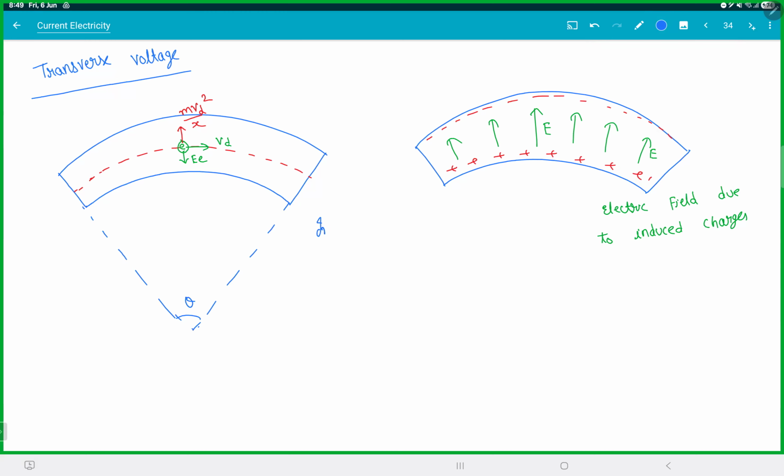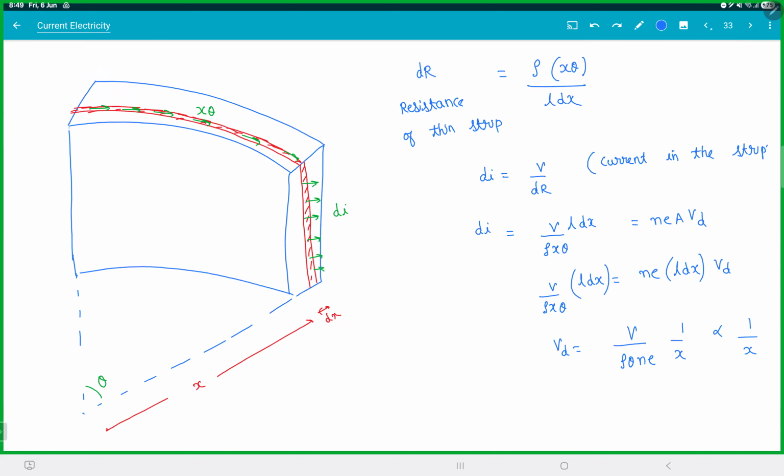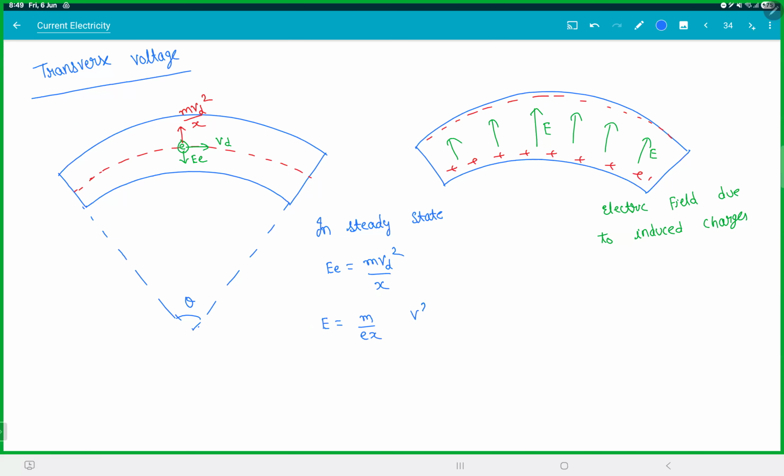So in steady state, now see, electrons are still going forward, but these electrons will stop drifting outward. In steady state, the centrifugal force and the electric force will balance out. So this will be m v drift square by x equals e E, that is m by e x. And what is v drift? V drift we calculated here, which is v square, rho square, theta square, n square, e square, 1 by x square. So if you see, the field is actually proportional to 1 by x cube.